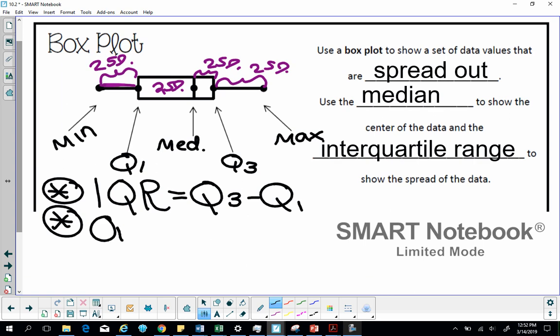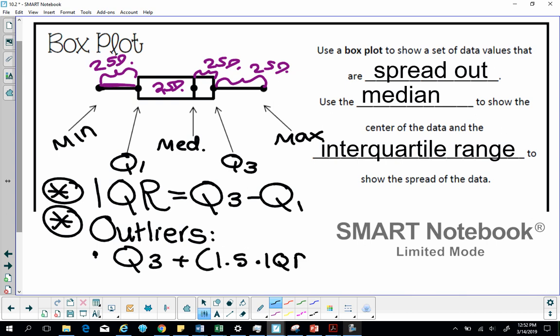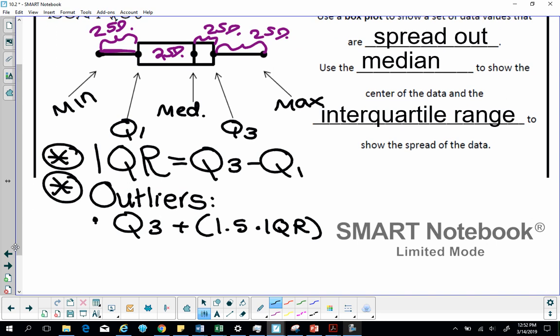Today we're going to be finding outliers, which means a number that's significantly lower or significantly higher than the rest of your data. There are 2 formulas we use to find outliers. The first one looks like this, and it'll make more sense in a second. It's Q3 plus 1.5 times your IQR. There's a big outlier and small outlier. So that's to find big outliers. This is to find small outliers. And these formulas are not given to you. These are ones you're going to have to memorize.